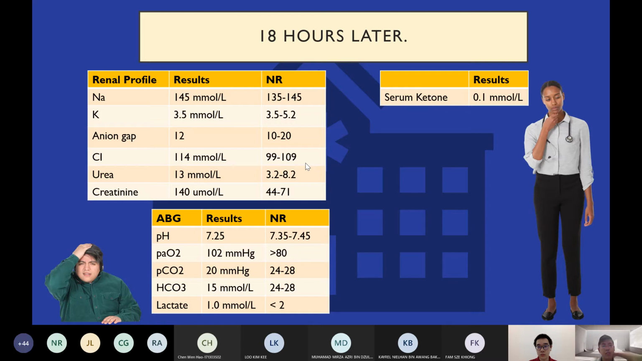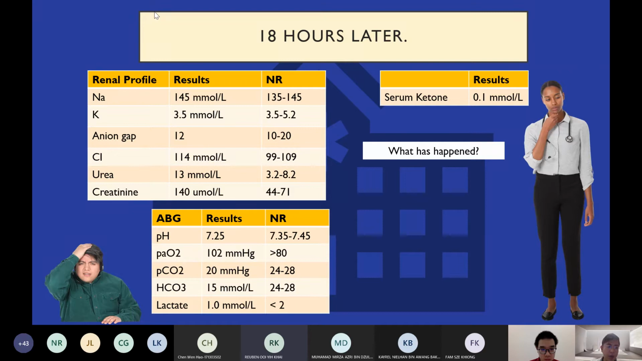So now 18 hours later, so this is the current blood profile. Anyone want to comment? Ruben? Yep. For the renal profile, we see a drop in potassium, so maybe you can supplement more potassium in the next part of management. And also the anion gap is normal. Urea and creatinine are still high. ABG is getting better. However, I think it's still inadequate.